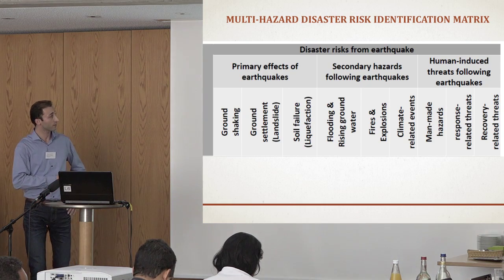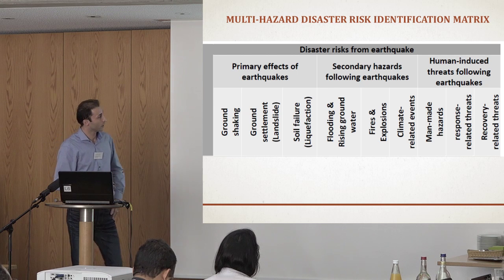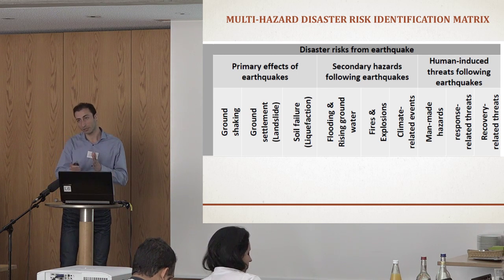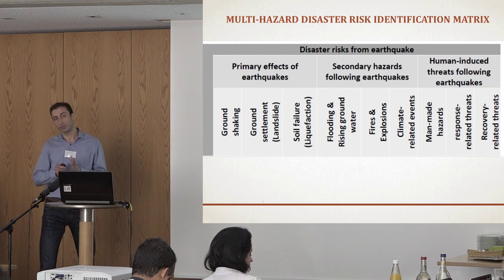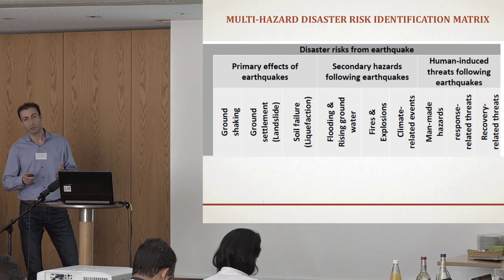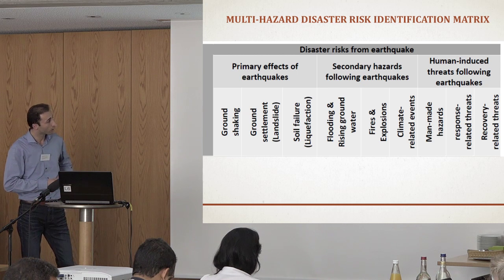So this is just an example, because my PhD is divided into two parts. The theoretical part is going to develop a methodology of disaster risk assessment, and in the second part, I'm applying this methodology for the case of Bam and its cultural landscape. So this is part of a matrix.